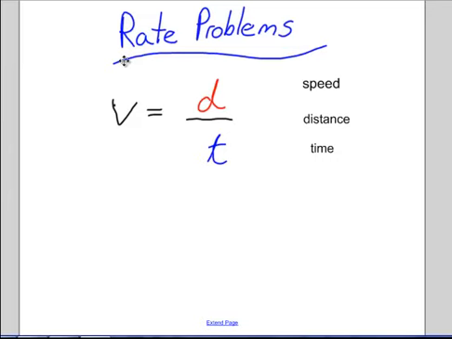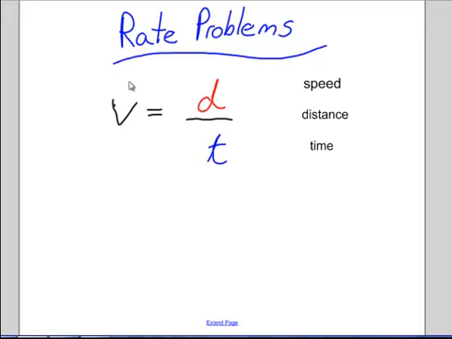Okay, so in this video we're going to look at rate problems. These are word problems that have to do with speed, distance, and time. We're going to be looking at the math behind this because this isn't a physics class. However, you're going to see this in science classes as well, so this is a great skill to have, the math behind this.